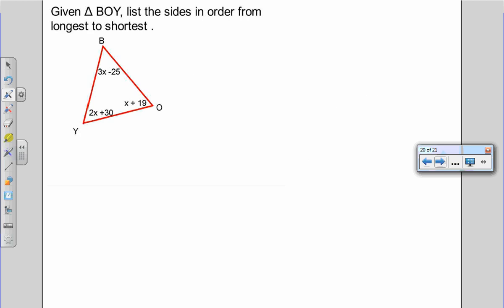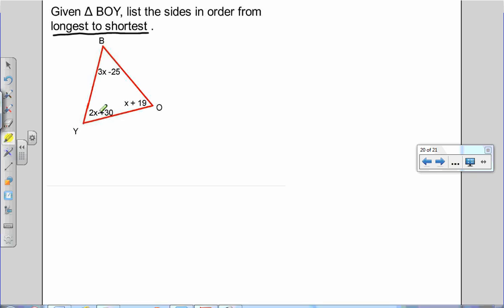Last one, and it's kind of a doozy. Given triangle BOY, list the sides in order from longest to shortest. Well, you might notice here that this would be really easy if we had side lengths, but we do not. We don't even have angles on this one. We have expressions for our angles. So this problem kind of combines everything that we've talked about today, and you can totally do it, so don't just give up.